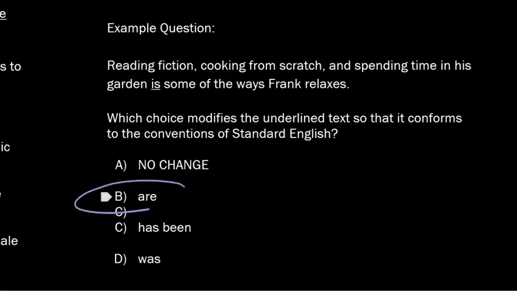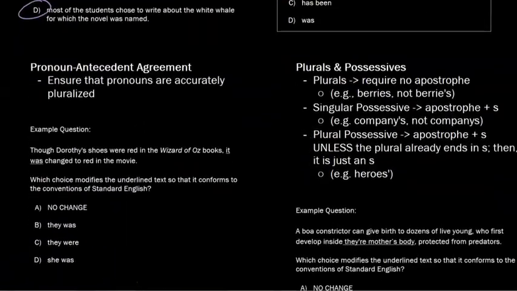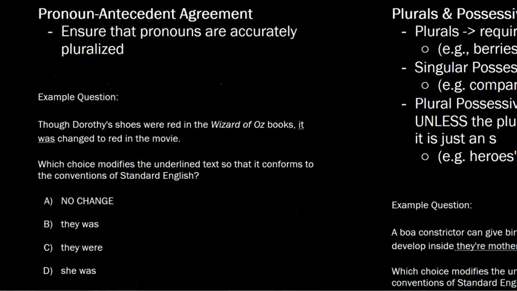Okay. This is present tense. He's currently doing the relaxing, right? They are some of the ways that he relaxes. They aren't. They is not some of the ways that he relaxes, right? They are some of the ways.